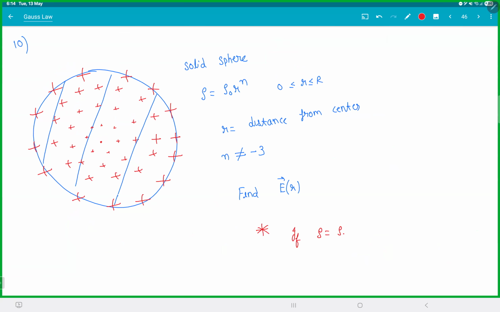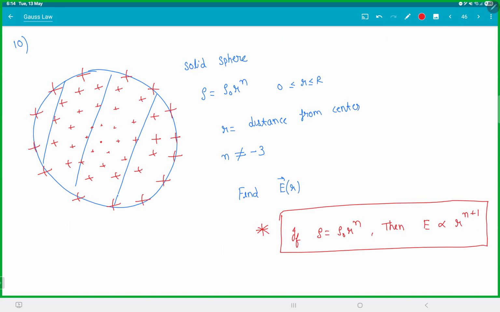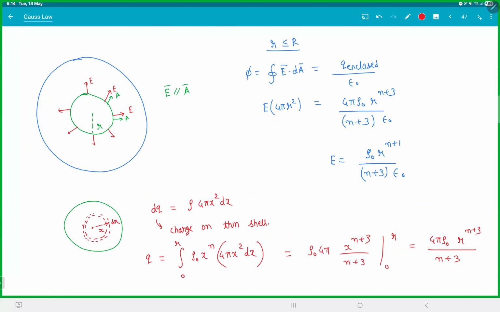If the charge density rho is equal to rho naught r power n, then the field E is proportional to r power n plus 1. Think about it. When you took a solid sphere, charge density is uniform, n was 0, right? What was the field inside? Kq small r by R cube. So it's r power 1. So inside, if it is rho naught r square, then the field will be r cube. So it will always be one power more than the charge density. So it's a good result. You can remember it if it is an integer question or something. Have a look at this, how we integrated.